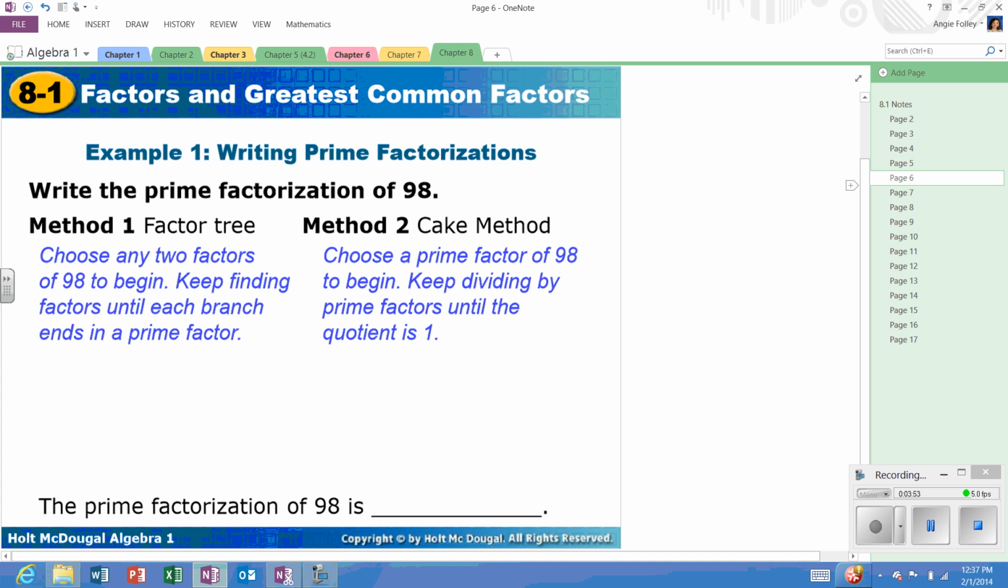Okay. So we're going to look at writing the prime factorization. There's 2 methods. You can choose either one. The first one is the factor tree. This is the one I always use. So you start with the number and you pick any 2 factors that go into it and you make a branch.